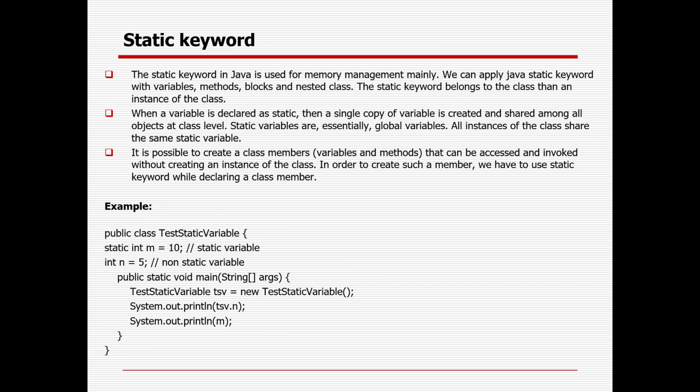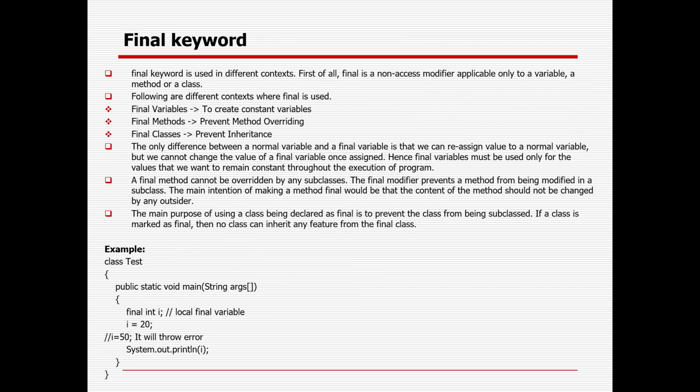First of all, final is a non-access modifier applicable only to a variable, just like static, a method, or a class. Following are the different contexts where final is used. To create a constant variable, I can use final. To prevent method overriding, we can use final at the method level. To prevent inheritance, we can use final at the class level.